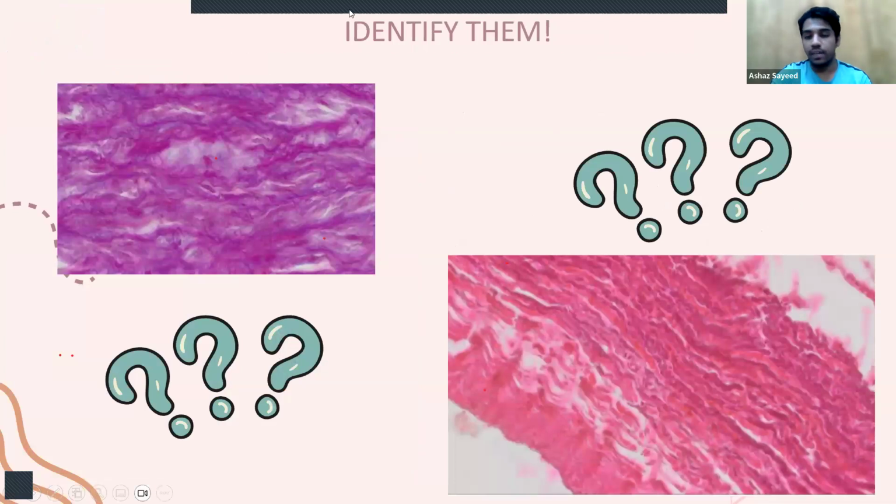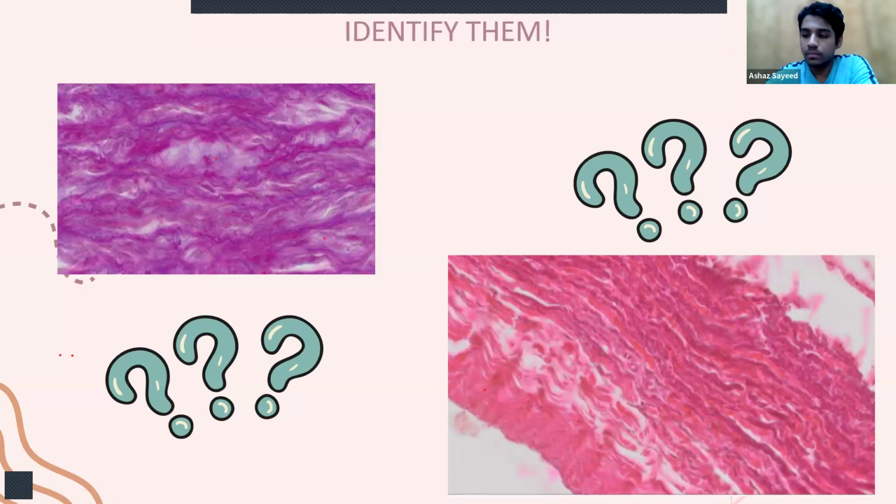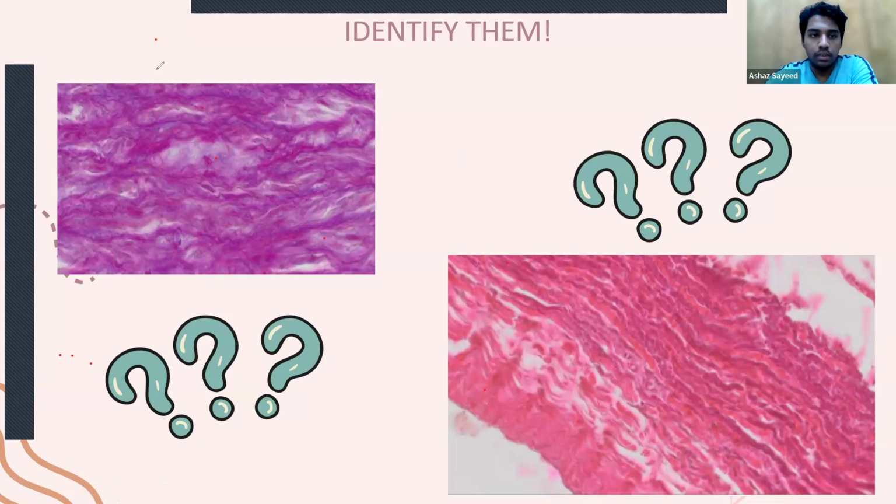Okay. Now identify these. Identify the first image and the second image. Let's see who gets it right this time. You can unmute and say it too. You can type in the chat. Okay. What's the first structure and the second structure? What's this? What's this?